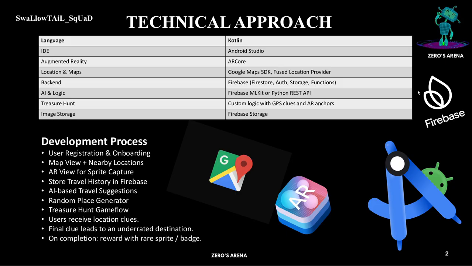So in the development process, we start with user registration, and then people get suggested nearby places through their map's current location. And we're trying to integrate AI to give proper travel suggestions based on what the person likes, and we could also integrate types of foods into it.